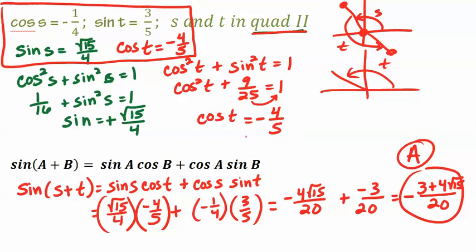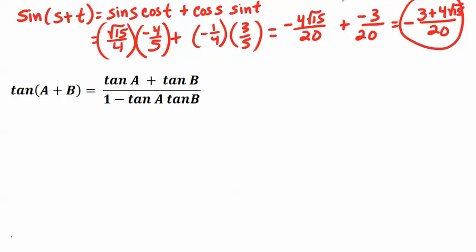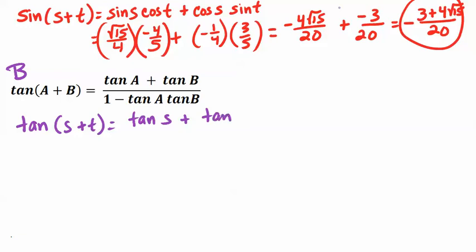And now for part B, we're asked to find the tangent of the sum of those two angles. Okay, so now I've pasted in what we need to do. For part B, we need to find the tangent of a sum. So this is the formula we want to plug into. Of course, our angles aren't called A and B, they're called S and T, but it is exactly this formula that we need to plug into.